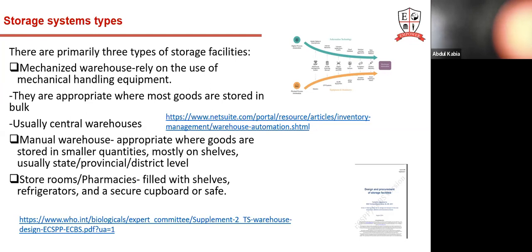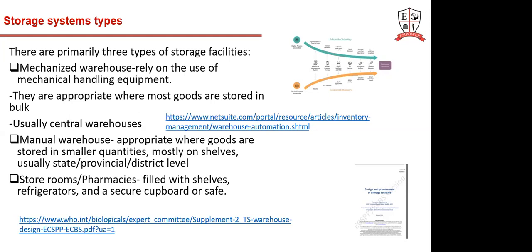When you come to the central stores, you see machines because they store in bulk and they are mechanized stores. And when you go to the district or the provinces, you see some manual labor happening because they store small quantities, mostly on their shelves. So these are basically the storage system types we have. Next slide.